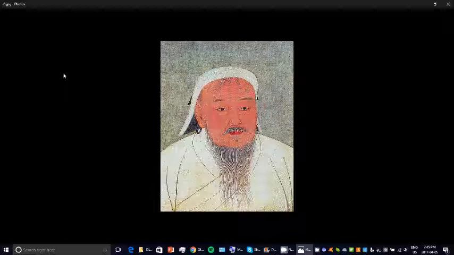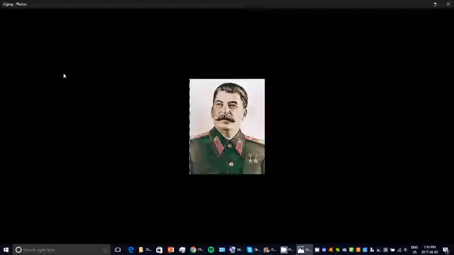Another example of a dictator was Genghis Khan. He was the leader of the Mongol Empire during the 11th century. The last example is Joseph Stalin. He's pretty recent. He was the dictator of the Soviet Union, and served his time from the 1920s all the way until his death in 1953.